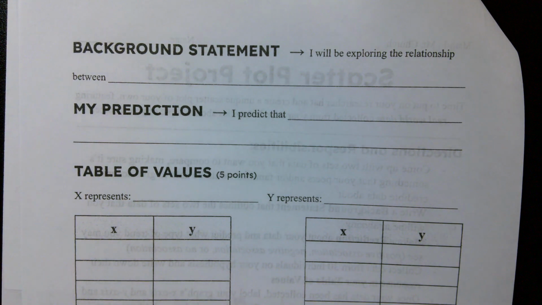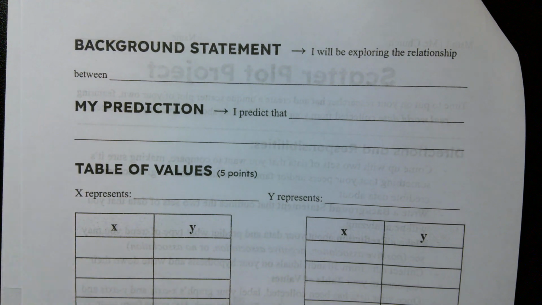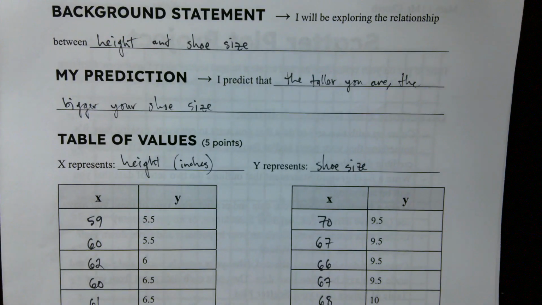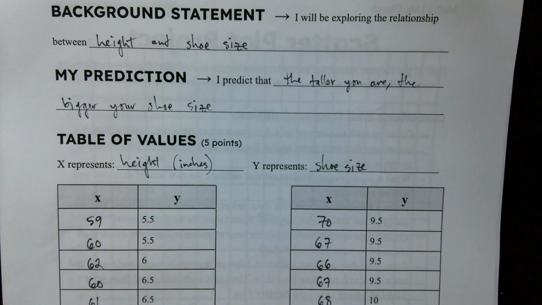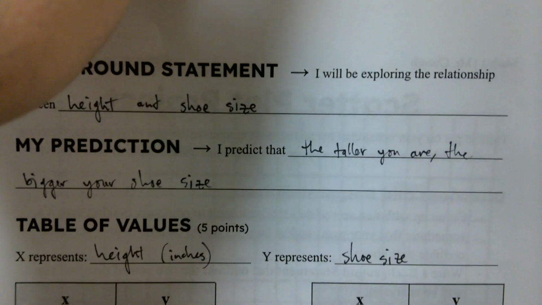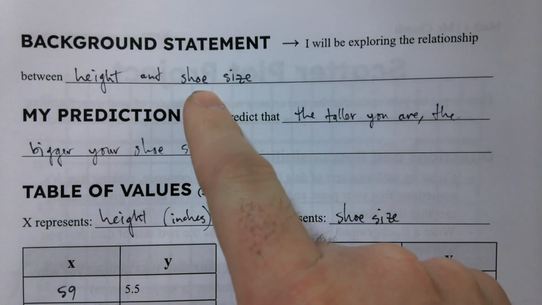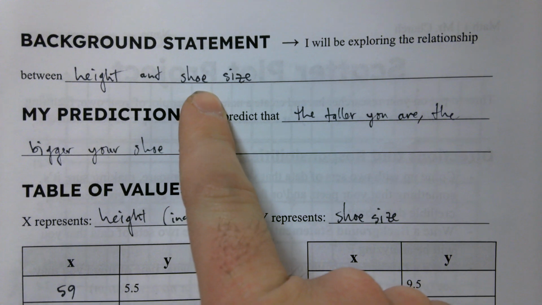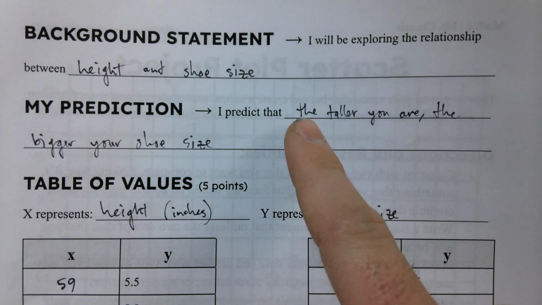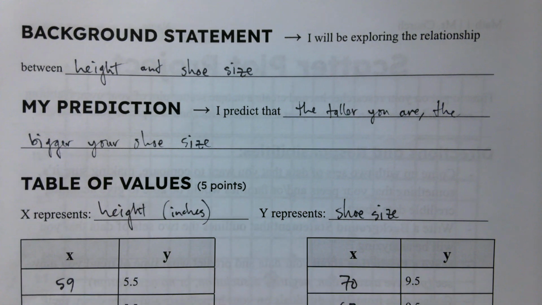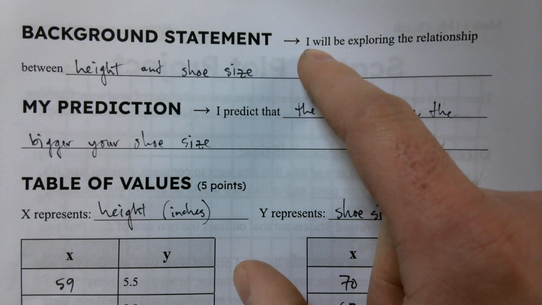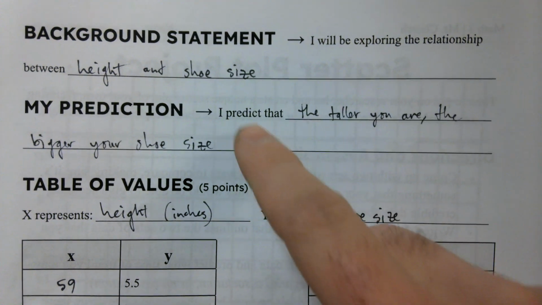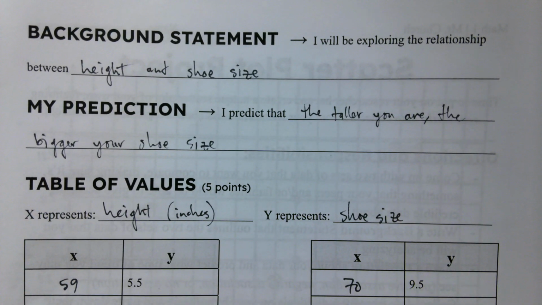So I will be exploring the relationship between, let's look at my example. The two things that you have to decide on have to be numbers, right? You can't say favorite color and age, because how do you plot favorite color on a graph? You can't, right? So for my example, I went with height and shoe size. Do you guys think height and shoe size have some sort of relationship? Yeah. Probably, right? I predicted that the taller you are, the bigger your shoe size. So my background statement, nice and simple, is just the relationship between height and shoe size. My prediction: what relationship do I think those two quantifiable data points have?